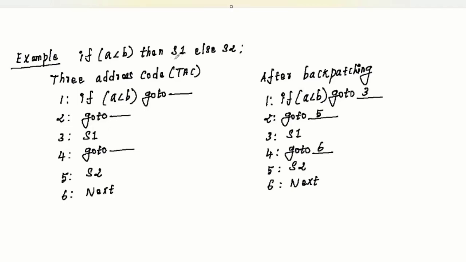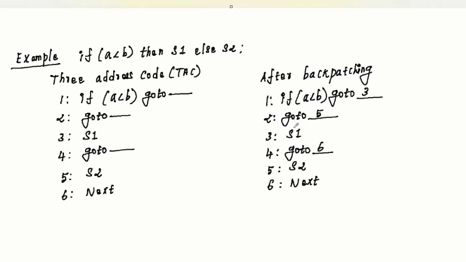Assume statement 1 occupies line 3 and statement 2 occupies line 5. In the middle we are given a goto blank space, and finally we are given the next statement. Here, when a less than b, the condition is true and statement 1 is executed. So line 1 is backpatched to line 3.